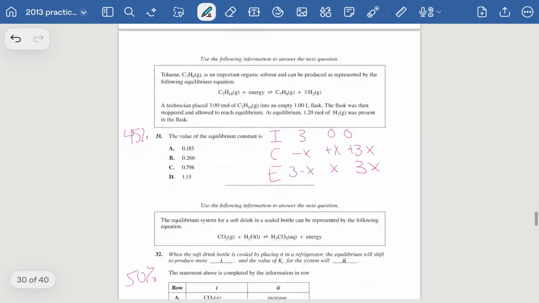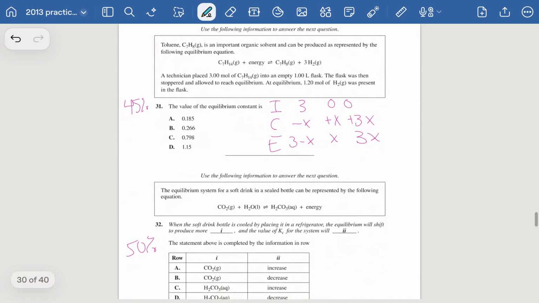Okay. The next one is using an ice table. So we have the reaction, and then you put 3 moles of the C7H14 into a 1 liter flask. So we have 3 moles per liter of the C7H14. And then initially, because it doesn't tell us, we could assume you have no product, right? So that's our beginning part. Just remember, I has to be concentration. So if there was any number here other than 1, make sure to divide.